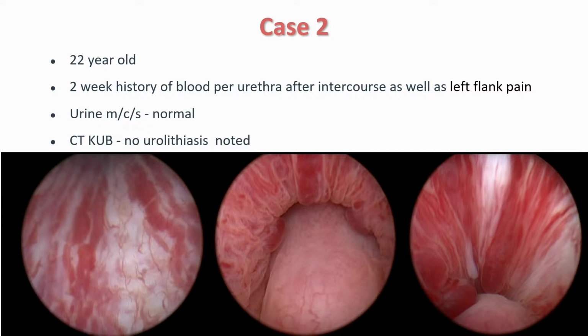So this is case 2, a 22-year-old, 2-week history of urethral bleeding after intercourse with left loin pain. Of course, they investigated for stone disease and found nothing. On urethroscopy, there you are, you find the engorged submucosal veins.